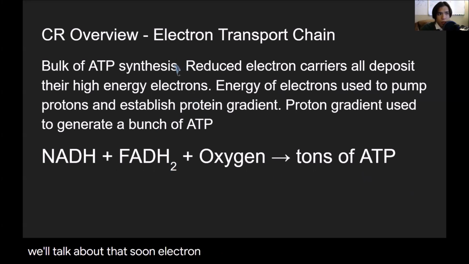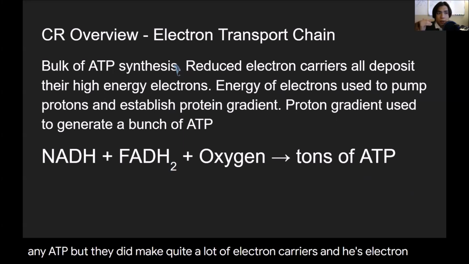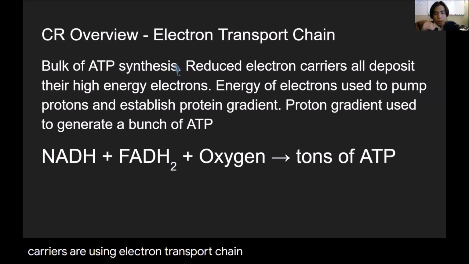The electron transport chain. All the prior steps barely made any ATP, but they did make quite a lot of electron carriers. And these electron carriers are used in the electron transport chain to ultimately produce a lot of ATP. And this is the step where oxygen is finally used.